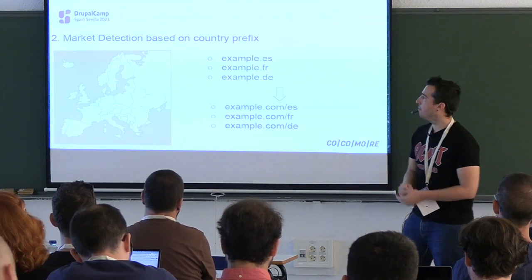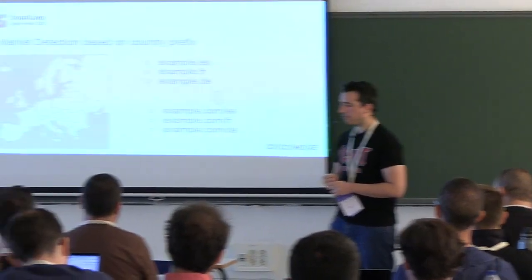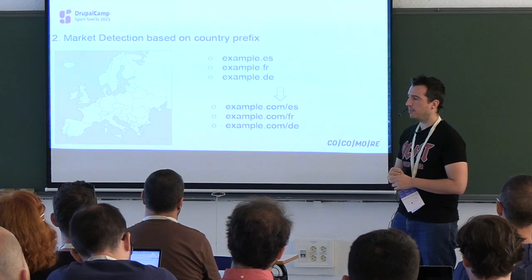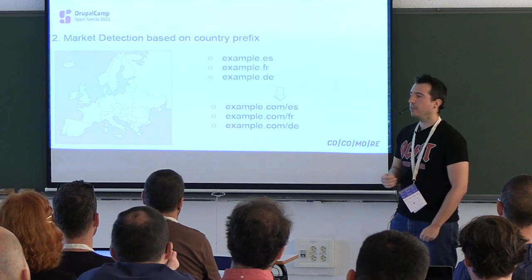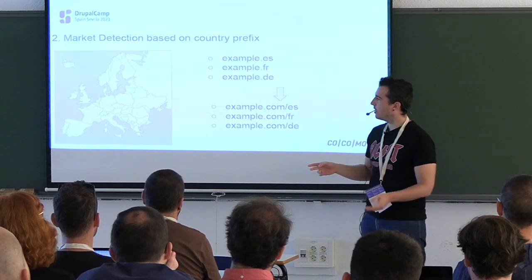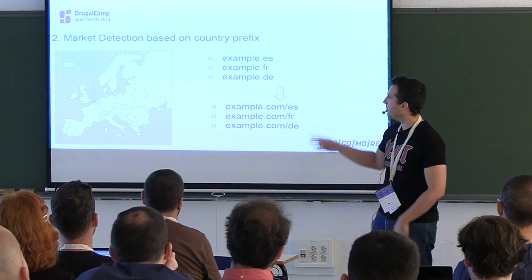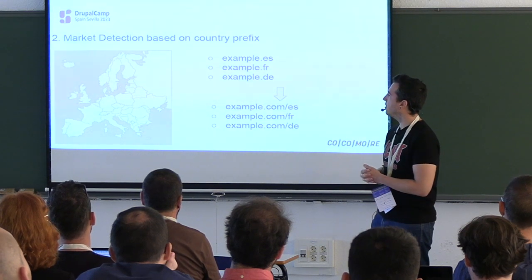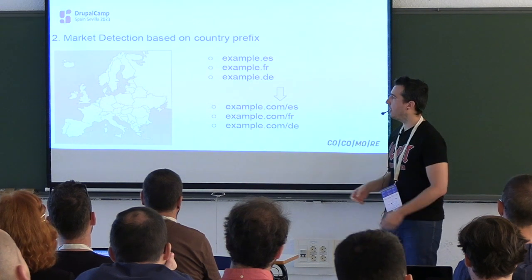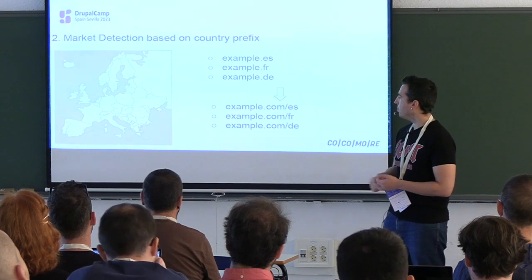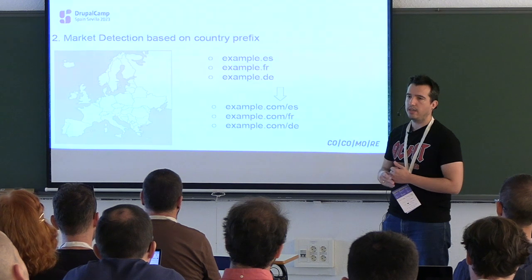But it's really common to see that you want to have different markets based on country prefixes, right? So imagine the common situation. Imagine that we have a Drupal destination site in Europe. Instead of having URLs like the one that we see on top, example.es for the case of Spain, or example.de in the case of Germany, we want to have the same domain but different country prefixes.